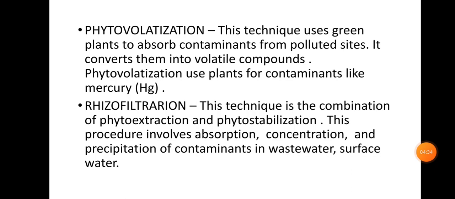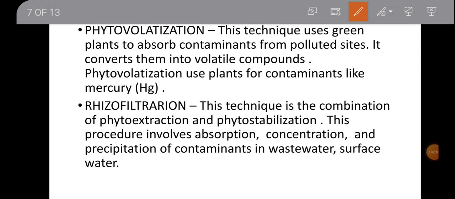Now, phytovolatilization. This technique uses green plants to absorb contaminants from polluted sites. It converts them into volatile compounds. Phytovolatilization uses plants for contaminants like mercury.